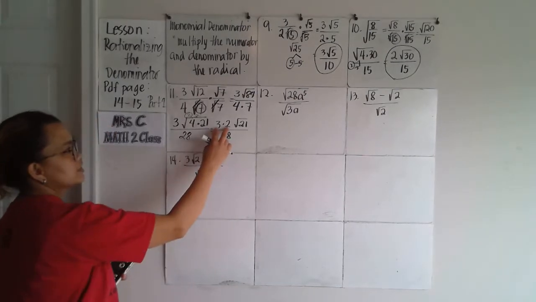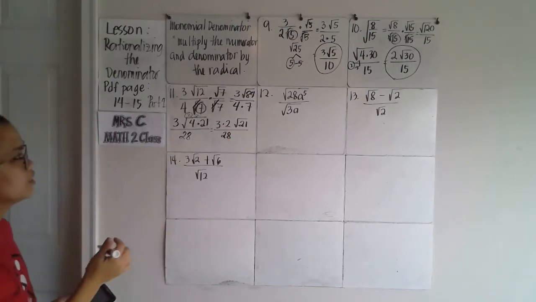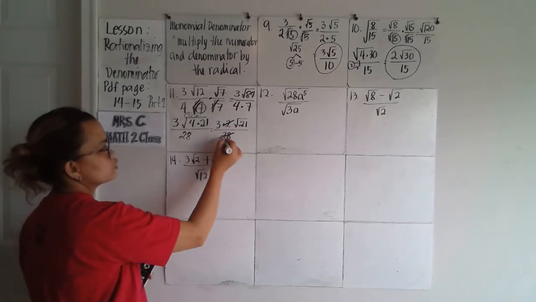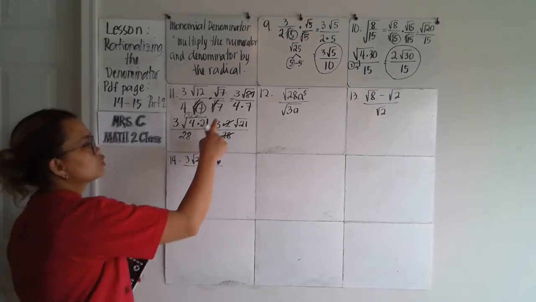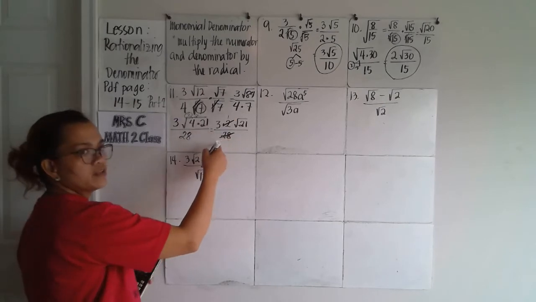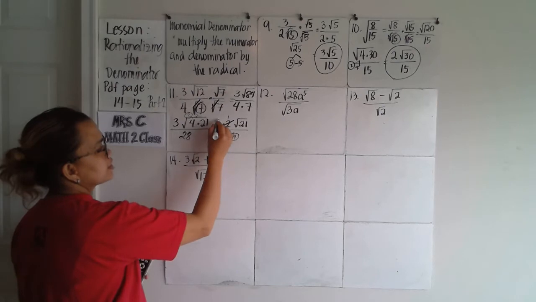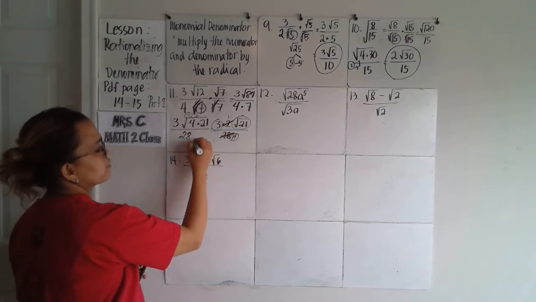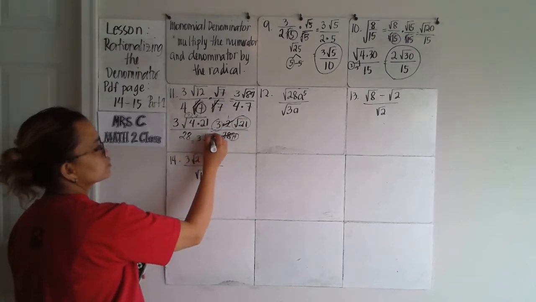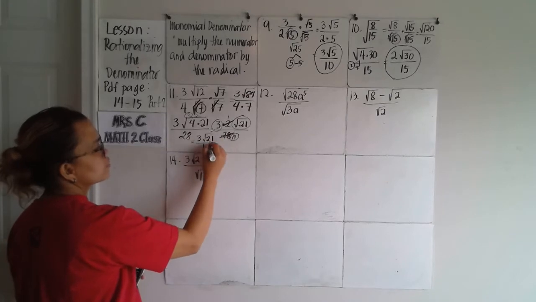Now, as you can see, I did not multiply these two because I can still simplify 2 and 28. Am I right? 2 divided by 2 is 1. 28 divided by 2 is what? 14. So I'll take this, I'll take that, and I'll take this. Your final answer will be 3 square root of 21 over 14.